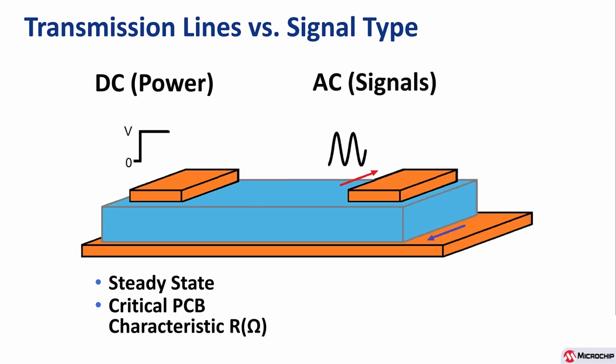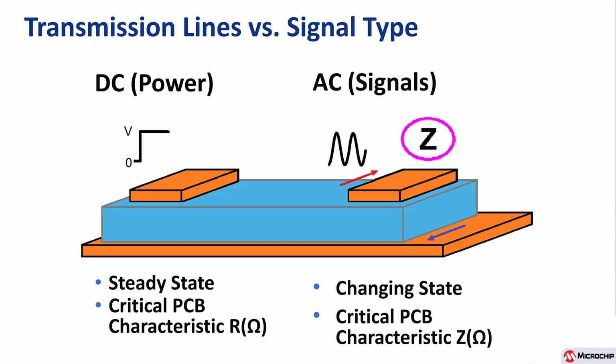An AC line, on the other hand, changes state, and it's that change that we're interested in. Going from a 0 to a 1 to a 0 is the most common example. And the critical PCB characteristic here is impedance, which is measured in ohms, much like resistance is measured in ohms. However, the resistance element of impedance is actually quite low. Capacitive reactance and inductive reactance are the big drivers to impedance. And impedance is measured on a momentary basis, moment by moment, as the signal traverses the transmission line.